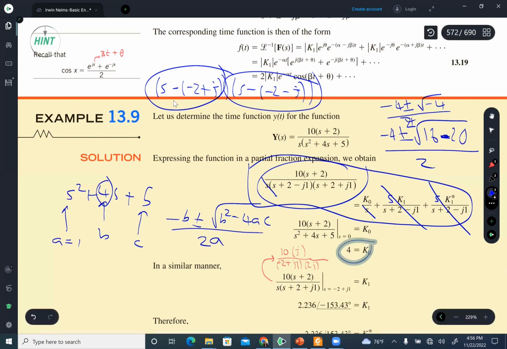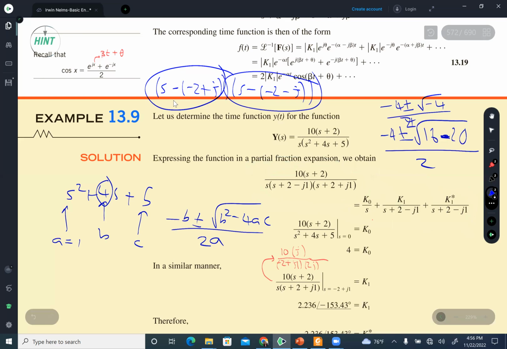It involves multiplying complex numbers with each other, but they're complex conjugates, and when you multiply a complex number and its conjugate, you get a real positive number. So the point is K0 is easy to find. It's the same method, nothing different. What about K1 and K1 conjugate? Let's find K1. K1 conjugate will just be the complex conjugate of K1, so that's not a problem.